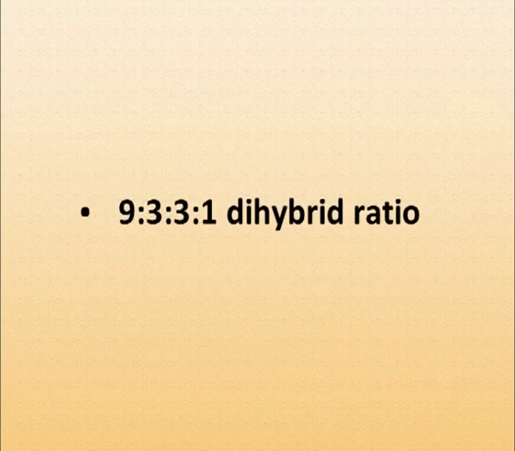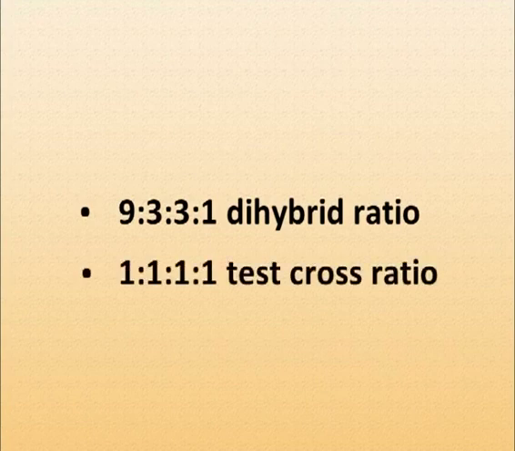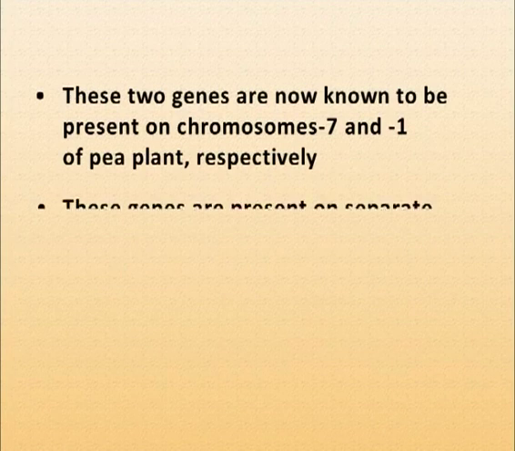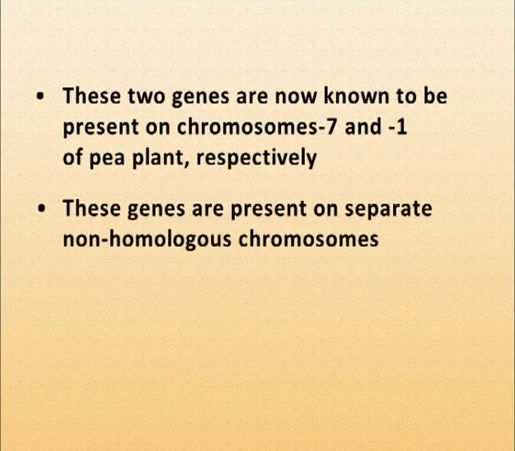The independent assortment of genes for seed shape and seed color in pea plant in a dihybrid cross resulted in a 9:3:3:1 dihybrid ratio and a 1:1:1:1 test cross ratio. These two genes are now known to be present on chromosome 7 and 1 of the pea plant respectively. These genes are in fact present on separate non-homologous chromosomes.